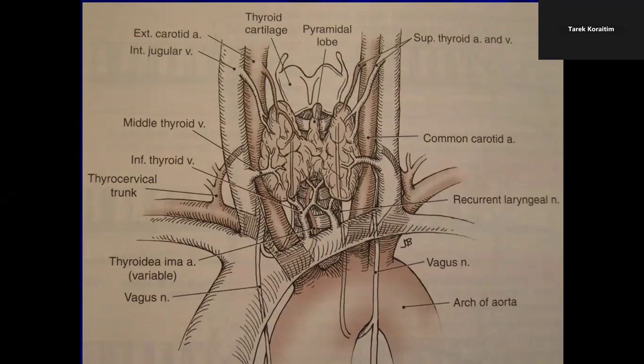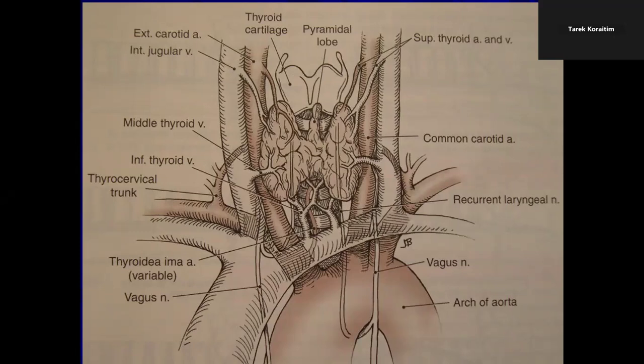It is also called the inferior laryngeal nerve, and this is a mixed nerve, both sensory and motor, supplying sensation to the interior of the larynx from the level of the vocal folds downwards, and the motor supply for all the intrinsic laryngeal muscles except the cricothyroid, which is supplied by the external laryngeal nerve.